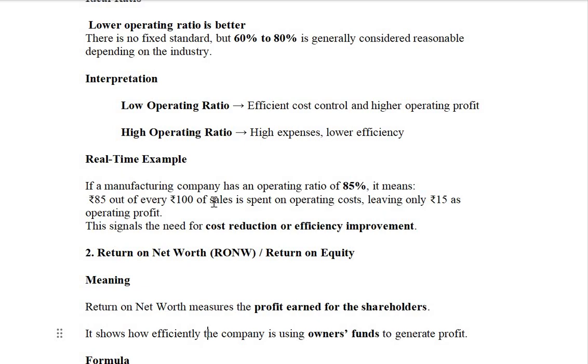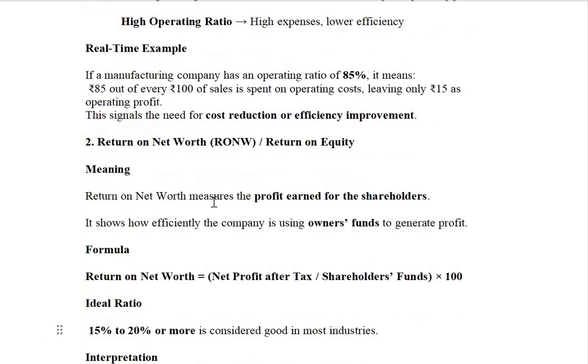This is not a good sign of maintaining our operating efficiency. So we have to increase our profit by reducing our operating expenses. By calculating this ratio, we are able to reduce our cost and also increase our operating efficiency. The next one we will move on to is the return on net worth.